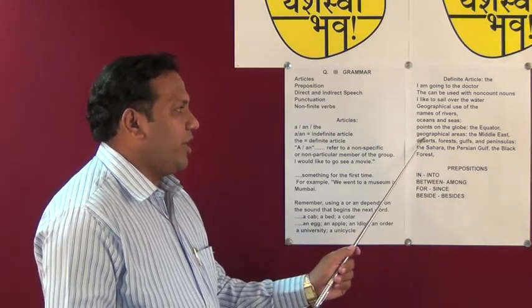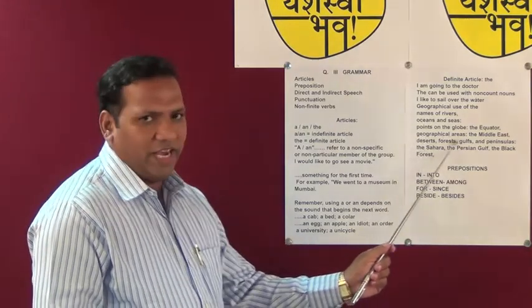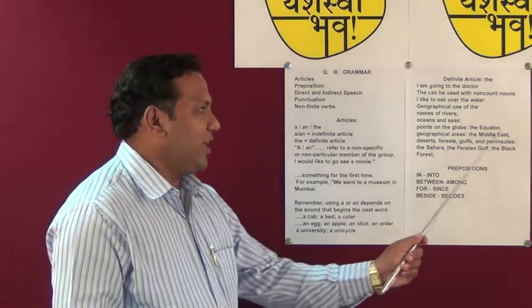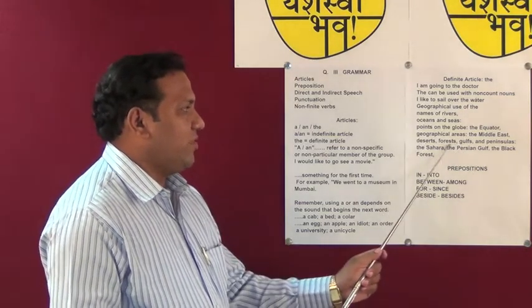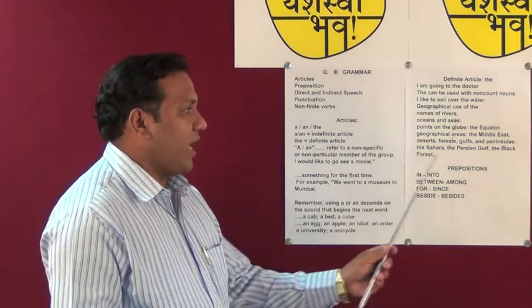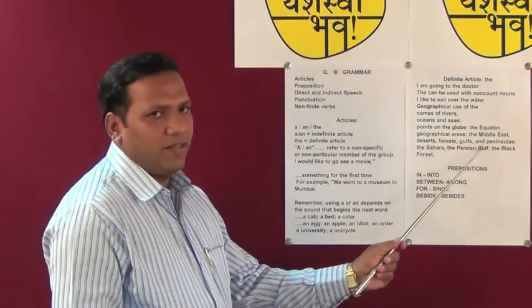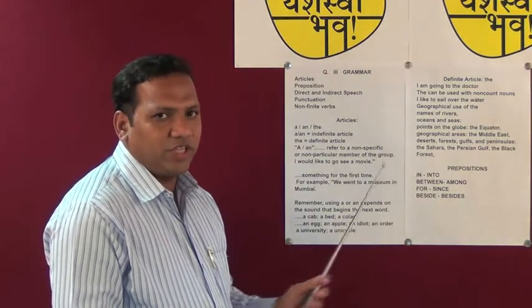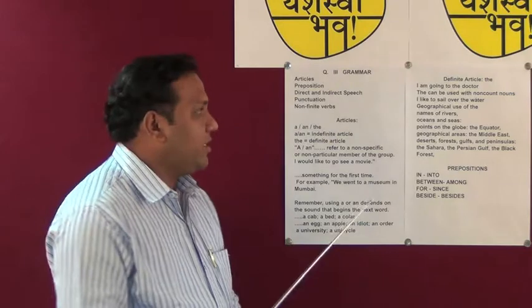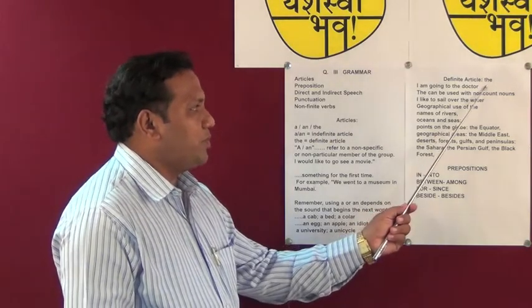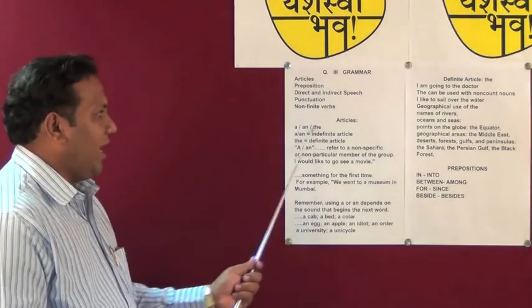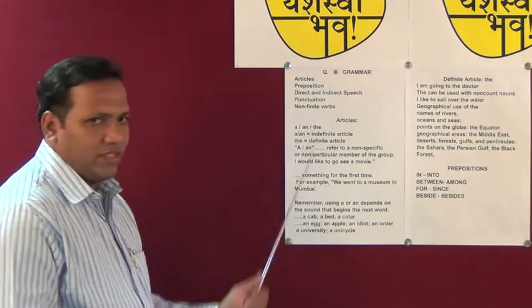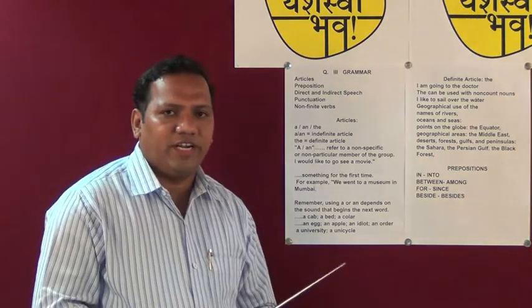Another point that you should remember, geographical areas. For example, the Middle East, the desert, the forest, the gulfs. So like this, you can place this the in front of them. And one more thing that you remember, that this the is about specific, and this a and an is used with the uses that I have already listed.